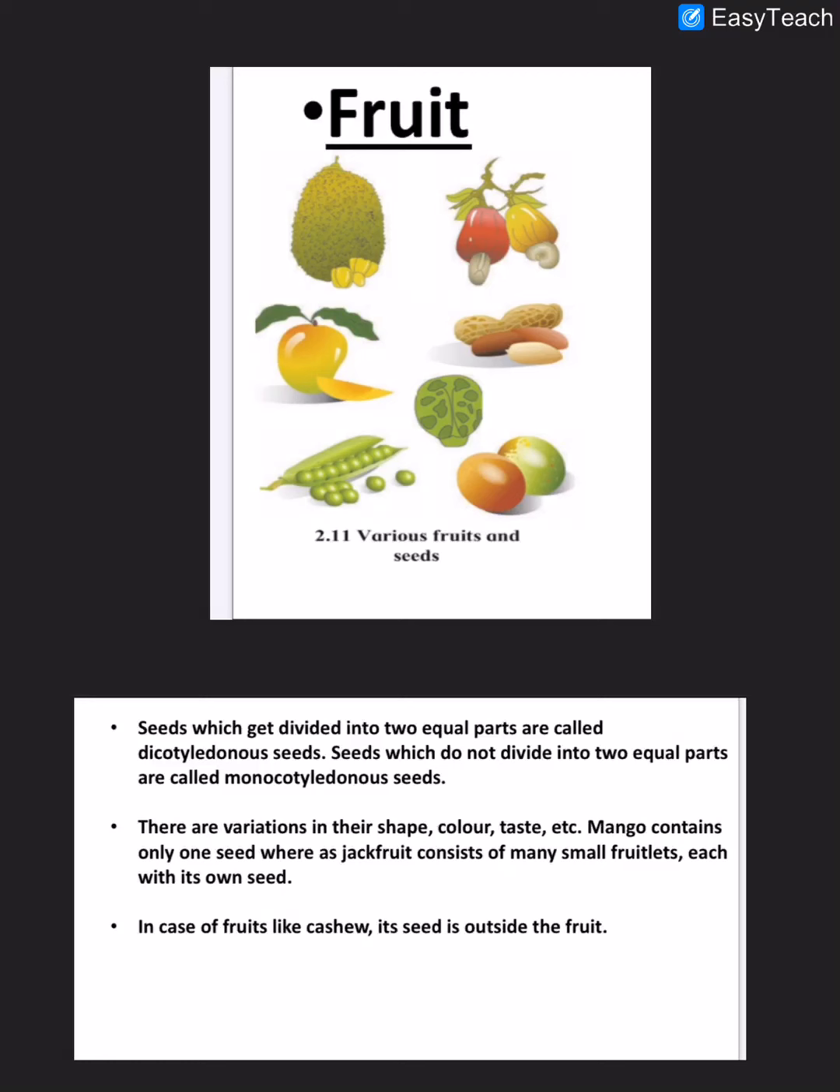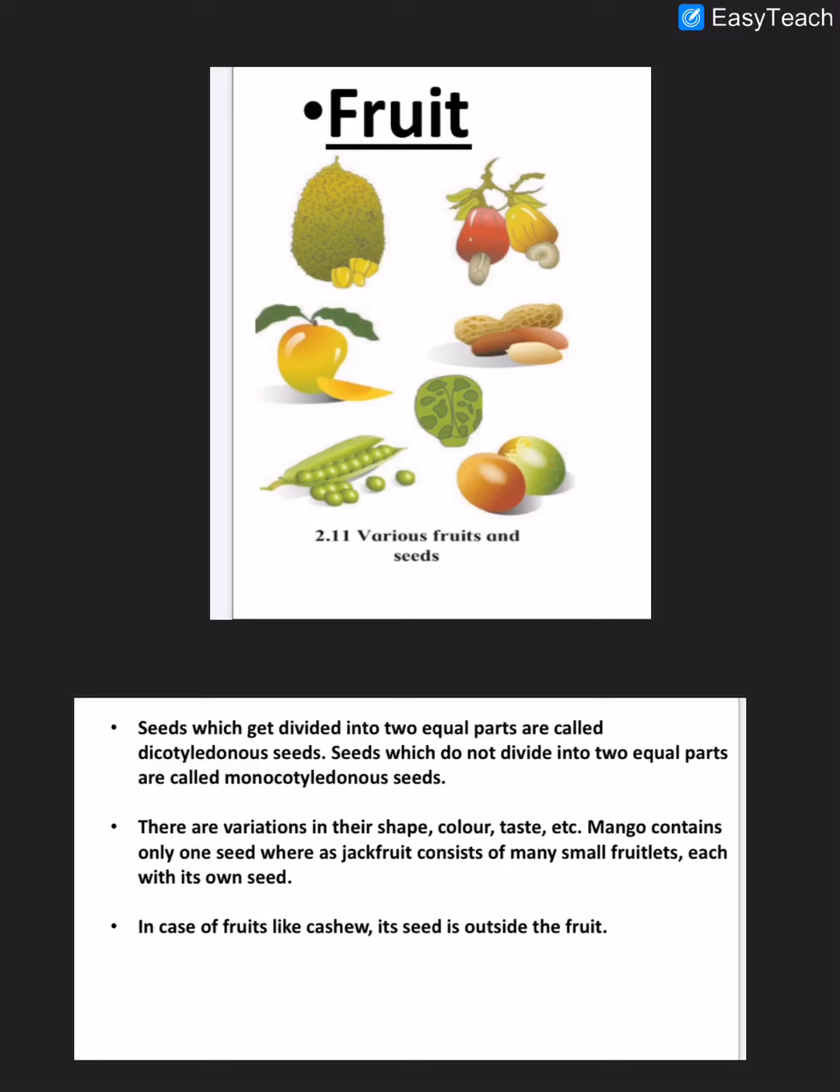Seeds which divide into two equal parts are called dicotyledonous seeds. When you press and open a seed and it divides into two equal parts, it is called dicotyledon. And when it is not divided into two equal parts, it is called monocotyledonous seed. You can see the beans and peas. When peas and beans are pressed and opened, we get two equal parts, so they are examples of dicotyledonous. And when a mango seed is opened, we get only a single part, it doesn't divide into two equal parts, so it is an example of monocotyledon.